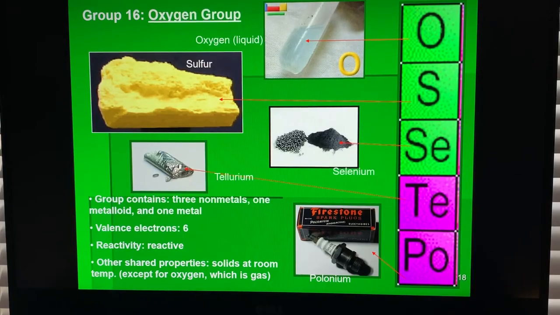Selenium, tellurium, and polonium. Polonium used to be put in a radioactive substance, was put in spark plugs for cars. That's crazy. They don't make them out of that anymore, but they used to. And if you look it up, you can find out why. We're not going to go into that one right now. But sulfur, I think, is the most interesting one. I mean, oxygen, obviously we need oxygen to breathe, and you learned all about that in biology.